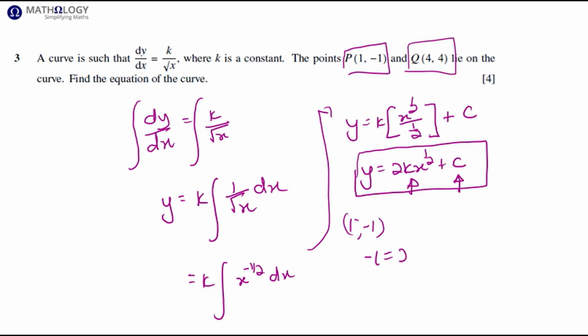So minus 1 equals 2k times 1 to the half plus c. Minus 1 equals 2k plus c. c is minus 1 minus 2k. So there's one equation.